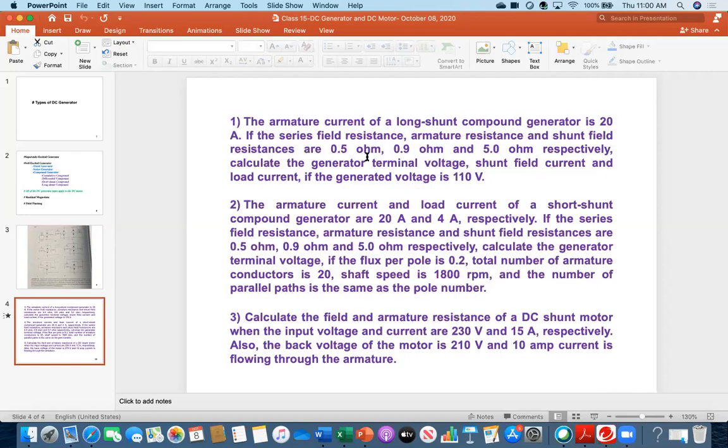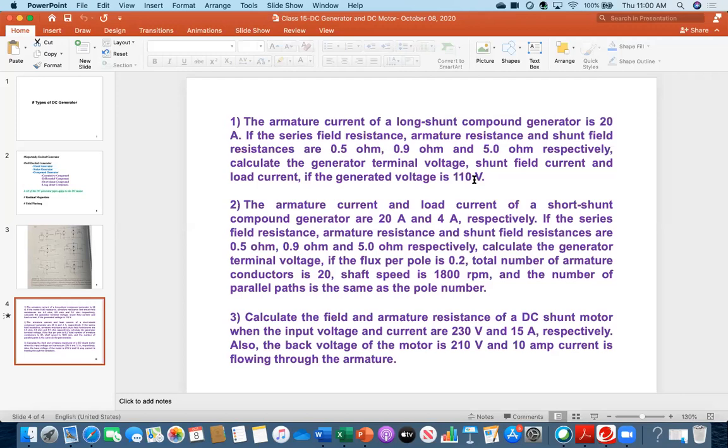Everybody, please read number 1, and then try to solve it. You see, the armature current of a long shunt compound generator is 20 ampere. If the series field resistance, armature resistance, and shunt field resistance are 0.5 ohm, 0.9 ohm, and 5 ohm respectively, then calculate the generator terminal voltage, shunt field current, and load current if the generated voltage is 110 volt.